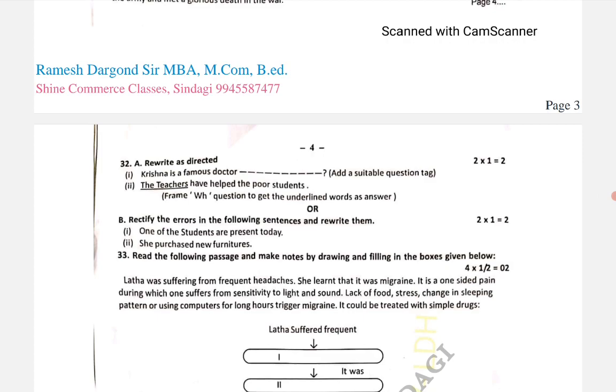The teacher, you have to make the question, the underlined word should become the answer. The teacher have helped the poor students. Here the subject is the question. In this case you should just write a WH word and then write the whole clause as it is. Remove the teacher. Who have helped the poor students?